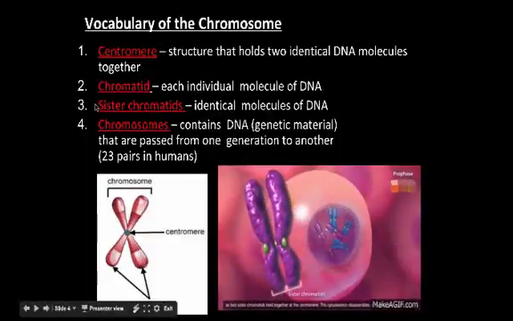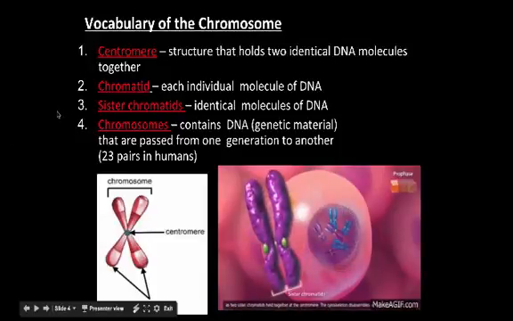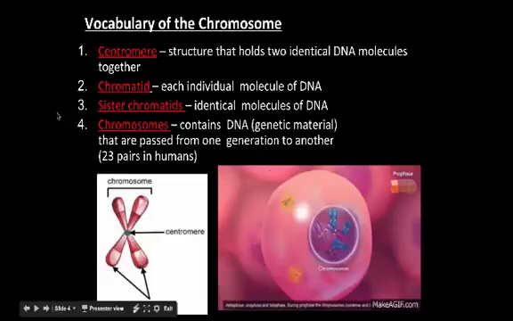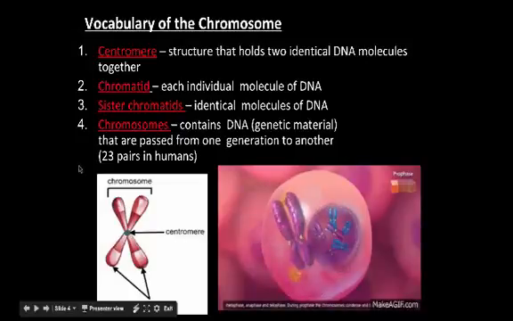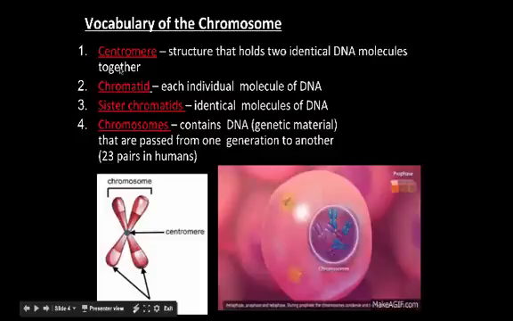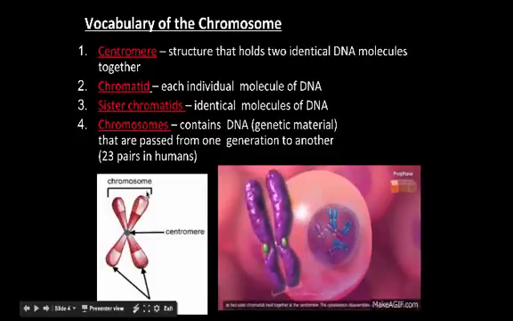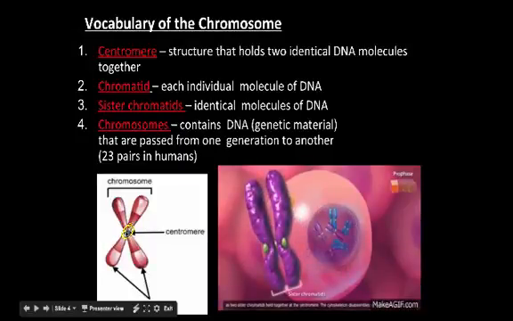Some key vocabulary, because when we talk about chromosomes, it gets a little confusing. We'll talk about a chromosome, a centromere, chromatid, sister chromatids. So there's a lot of vocabulary that kind of refers to the same thing. And so I want to make that pretty clear here. What you can see is that a centromere, that's probably the easiest one to remember. A centromere is in the center. This is a structure that basically holds the two identical things together.